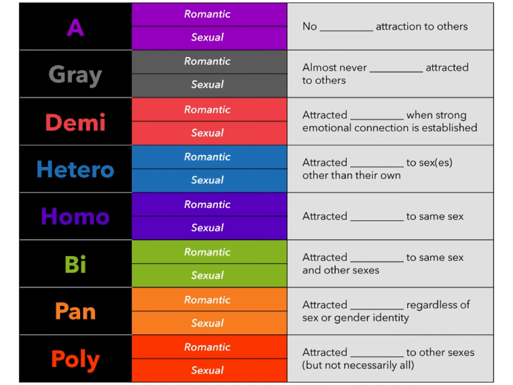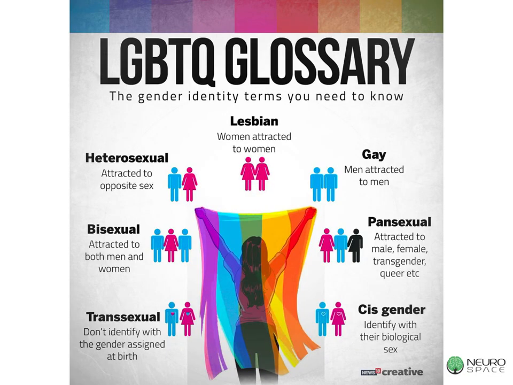Pansexuals are those that are attracted regardless of the sex or gender identity, and they are going to be attracted to the person, not to their biological gender. And polysexual refers to those that are attracted to other sexes, not all, but not just their own. So here LGBTQ refers to lesbian, gay, bisexual, transgender and queer. As you know, we have already discussed lesbian, gay being homosexual, heterosexual, bisexual.